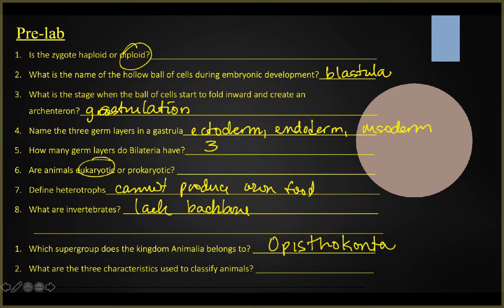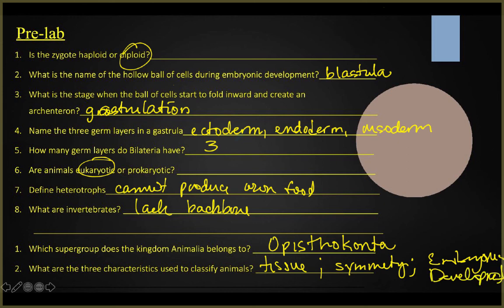What are the 3 main characteristics of classifying animals? Hopefully you realize it's whether they have tissues, their symmetry, and their embryonic development. So that's our pre-lab.